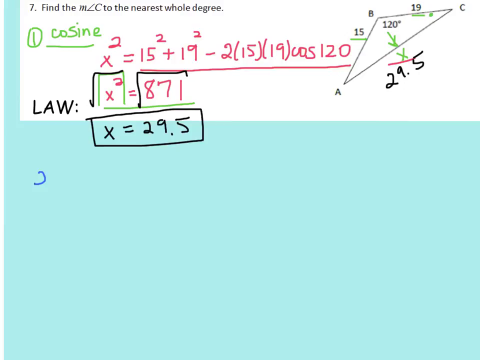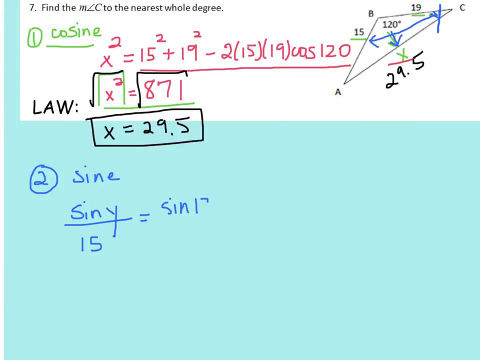So this is where we have to do a step 2. I couldn't find angle C before because there wasn't enough information to do the law of sines. But now, angle C is across from 15, and the 120 is across from 29.5. So now I have enough information to use the law of sines to find the measure of angle C. With the sine rule, I'm going to set up the sine of the angle, and let's call that angle Y. So the sine of angle Y divided by its opposite side is equal to the sine of 120 divided by its opposite side, which we found to be 29.5.